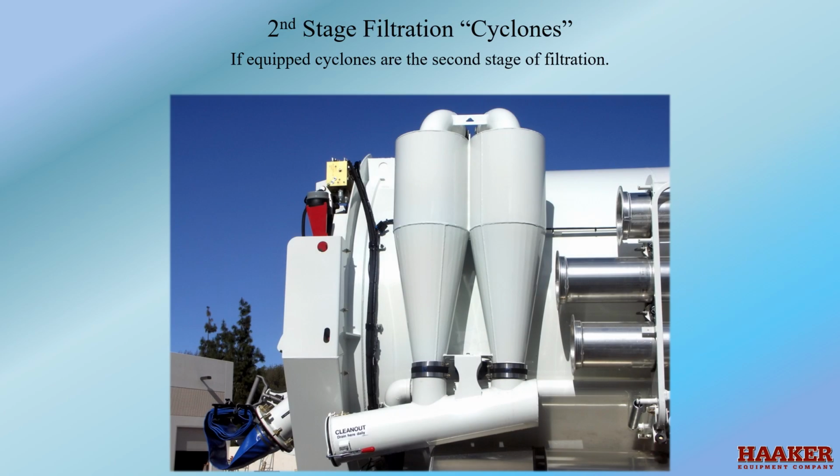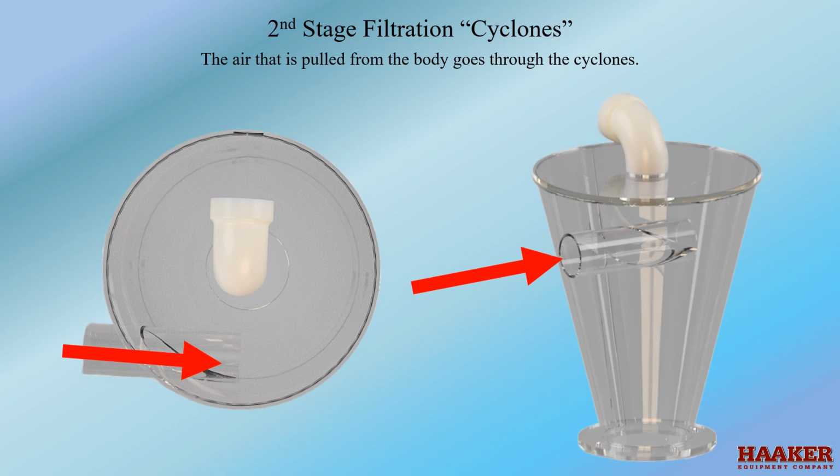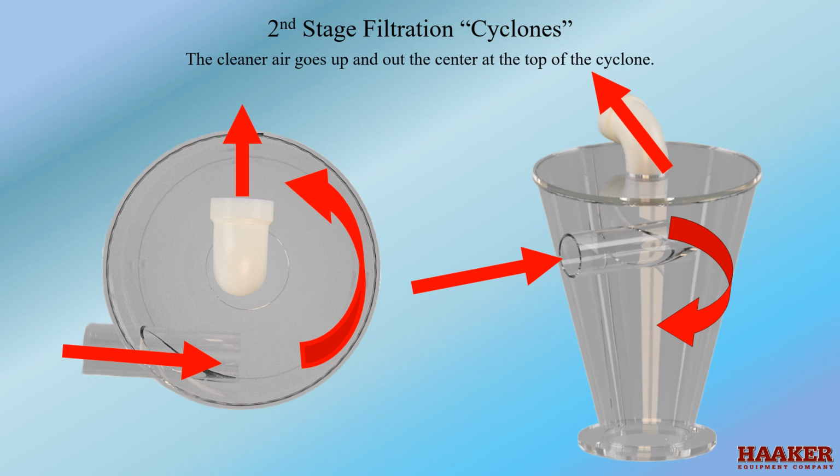If equipped, cyclones are the second stage of filtration. The air that is pulled from the body goes through the cyclones. It makes contact with the inner cone, and friction slows and causes the debris to drop down to the cleanout. The cleaner air goes up and out the center at the top of the cyclone.